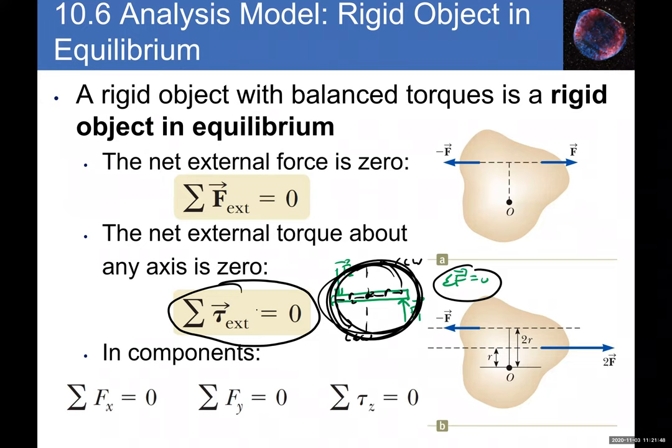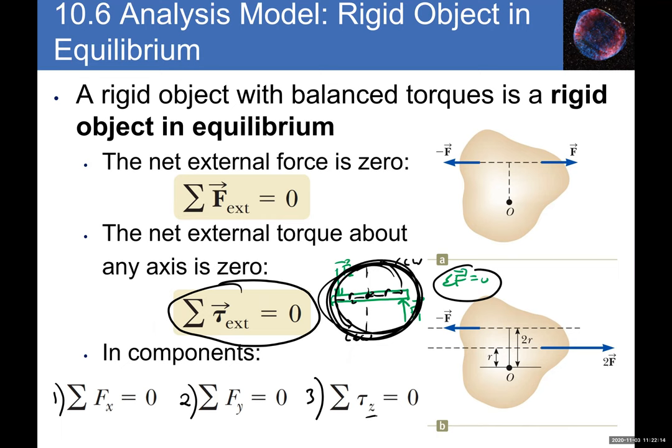So we have equation one, where the net force in the x direction should equal zero. Equation two, net force in the y direction should equal zero. And equation three, where the net torque, it's along z, remember, because the torque is always perpendicular to the force and the displacement vector. So the net torque should also be zero. All three should be satisfied in order for us to have static equilibrium.